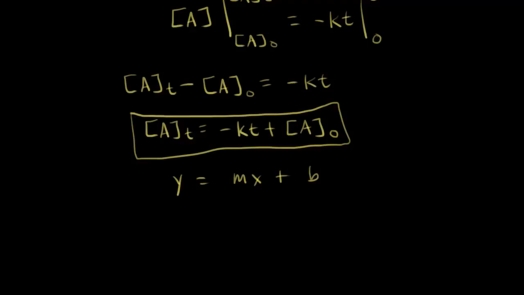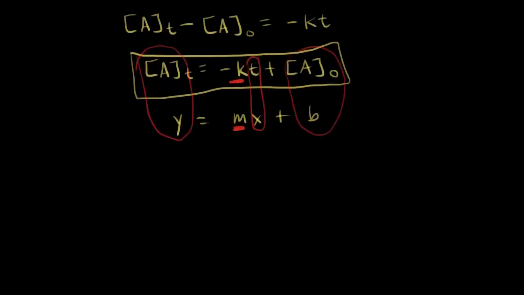So we would put time on the x-axis, right? If we graph time on the x-axis, on the y-axis we have the concentration of A. We're going to get a straight line, and the slope of that line, right, the slope m, is equal to negative k. The slope is equal to the negative of the rate constant. And the y-intercept would be the initial concentration of A.